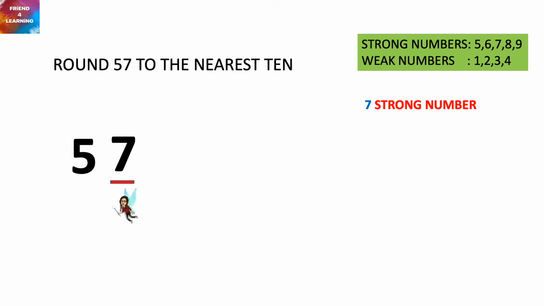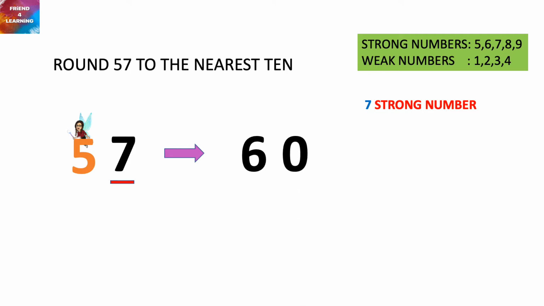Look at the trick. It's giving its energy to the neighbor and the neighbor becomes stronger and more powerful. So what happened? The number 5 changes to 6. And now the number 7 has already lost its energy by giving it to its neighbor, so it becomes 0.